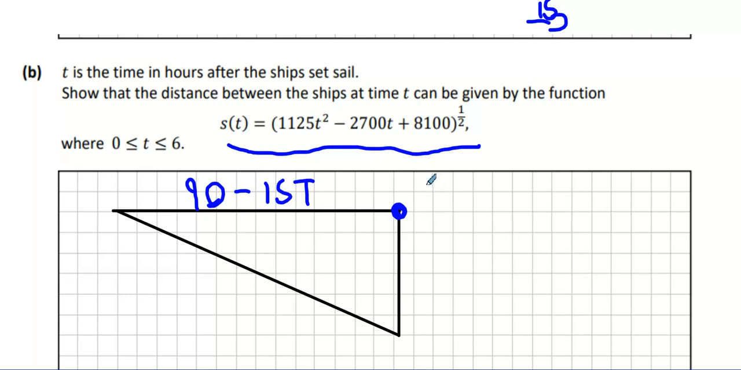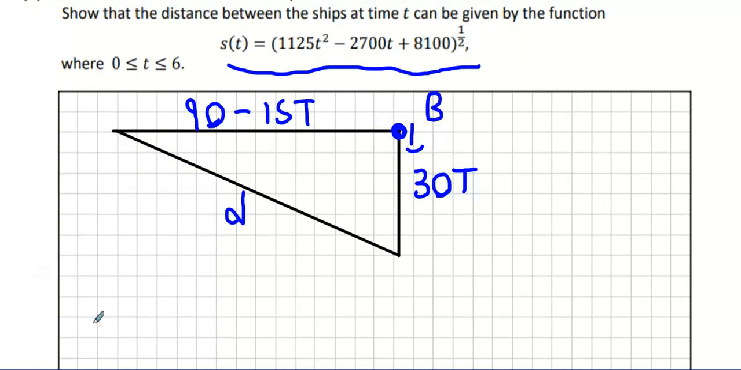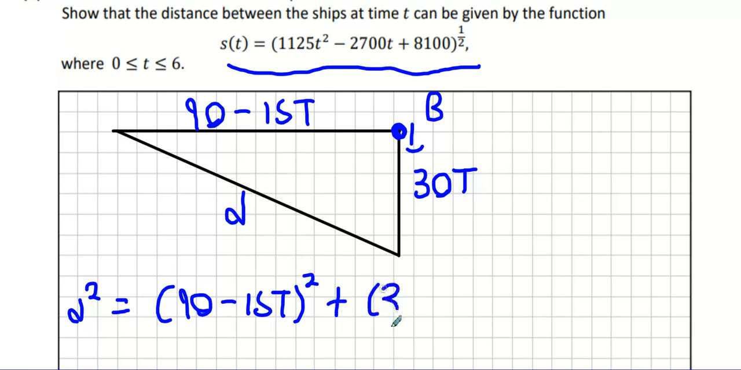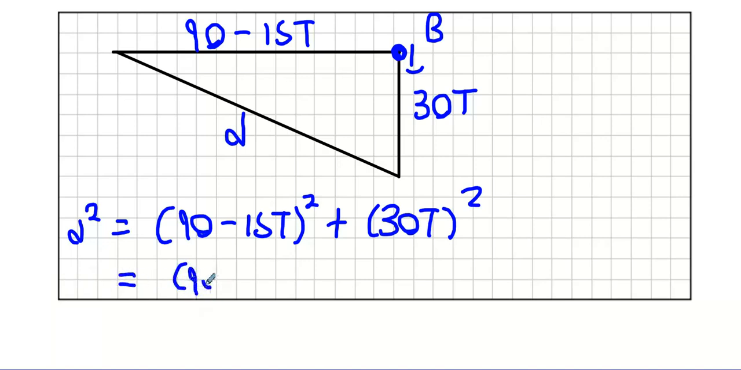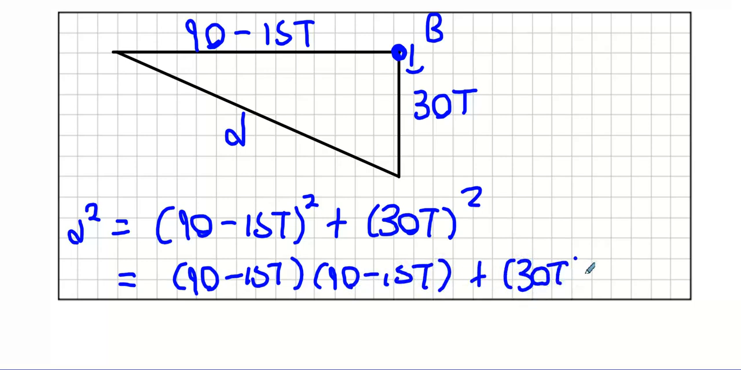Now the next thing to look at as well is the fact that B is going southwards at 30 kilometers an hour. So it's going to be 30 kilometers an hour multiplied by the number of hours it's traveling for. Okay, and what we're looking for is the distance between the two ships, which is d. So here's what we're going to set up. We're going to set up d squared equals (90 minus 15t) squared plus (30t) squared. Now we're going to multiply all this out. So it's going to be 90 minus 15t by another 90 minus 15t, and that's going to be 30t multiplied by another 30t.